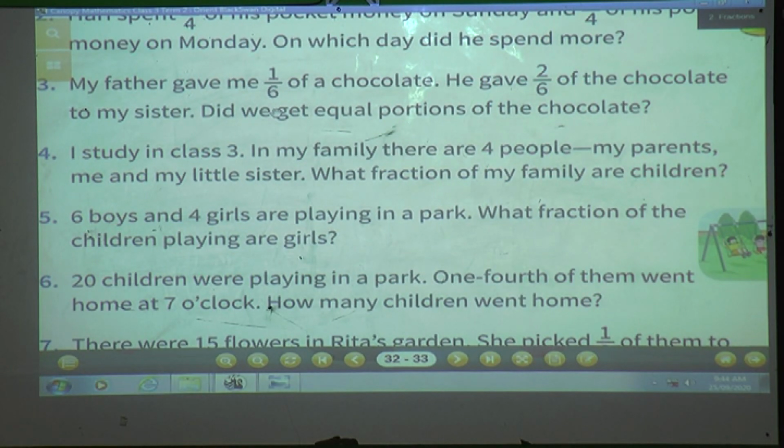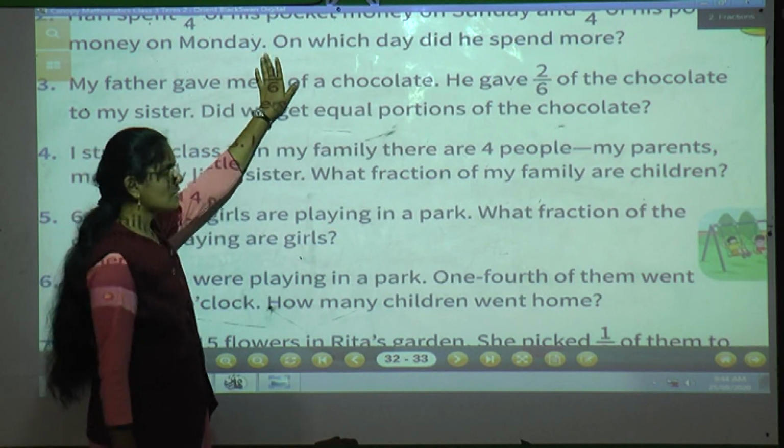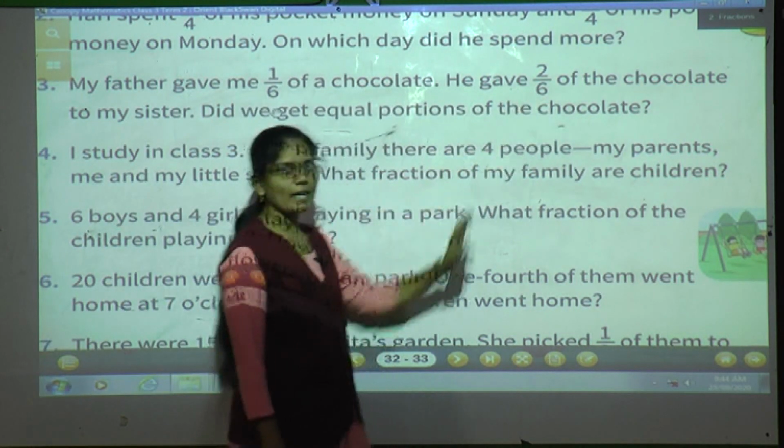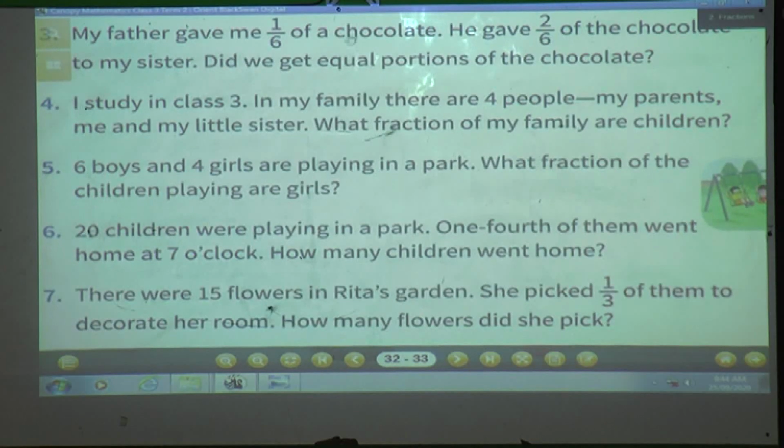Did we get equal portion of the chocolate? No. We did not get equal portion of the chocolate because here 1/6 is smaller than 2/6. So we did not get equal portion of the chocolate. Clear? Okay, now see the fourth example.